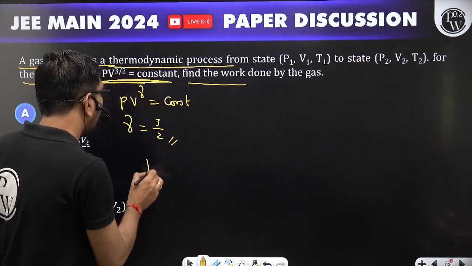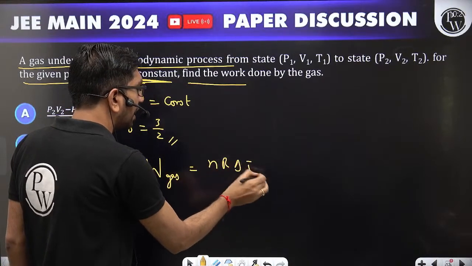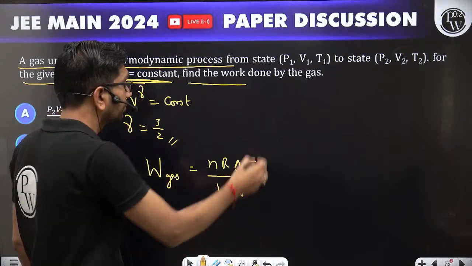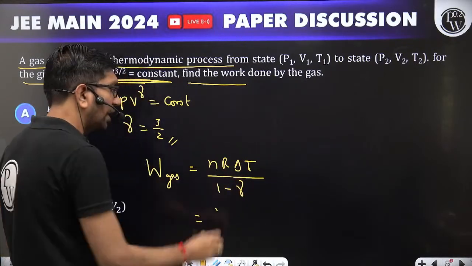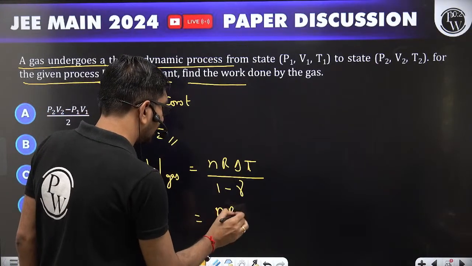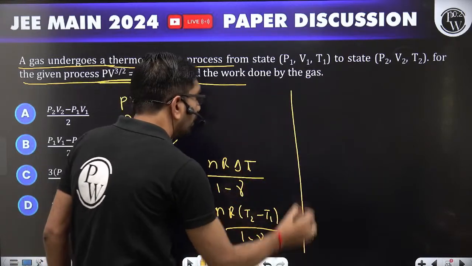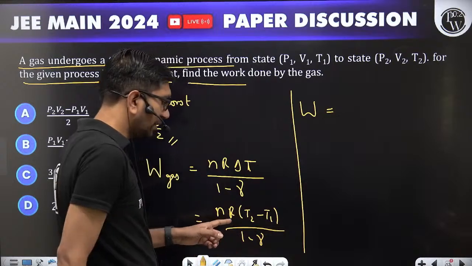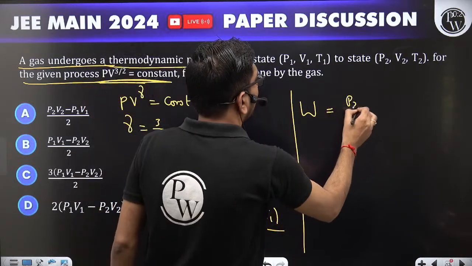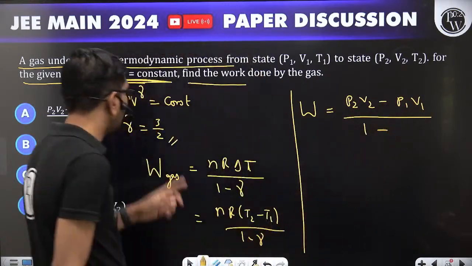In adiabatic process, what is the work done by the gas? It is nR delta T by 1 minus gamma. Direct formula based question. So for nR delta T, we can write it as T2 minus T1, over 1 minus gamma. Well done. What do you get, beta? nR T2, it means P2 V2 we can write. P2 V2 minus P1 V1 by 1 minus gamma. Gamma value is 3 by 2.